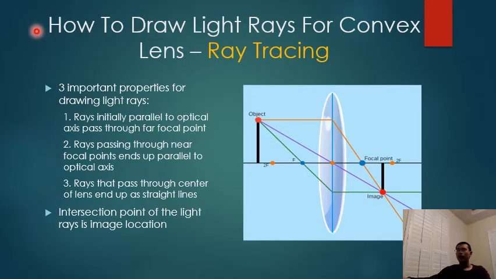Now, how to draw the light rays from a convex lens? There are three important properties to draw the light rays. The first property is that rays that are initially parallel to the optical axis pass through a far focal point. Rays that pass through the near focal point will end up parallel to the optical axis. Rays that pass through the center of the lens end up as straight lines. The intersection point of the light rays is the image location here.